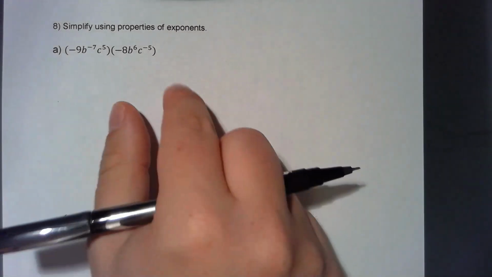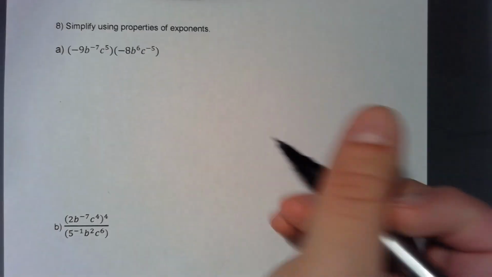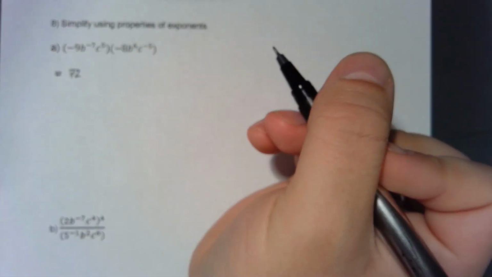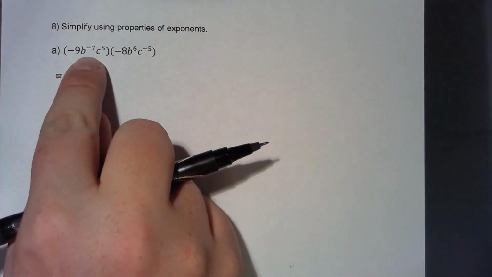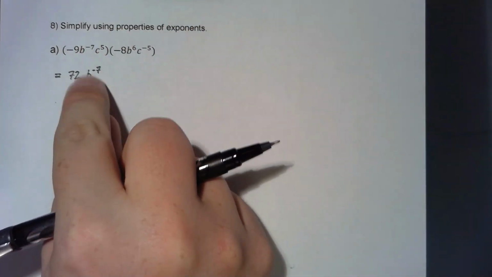So simplify using properties of exponents. So I'm multiplying these two together. All right. So negative 9 times negative 8, well, that's positive 72. B to the negative 7th times b to the 6th is going to be b to what power?